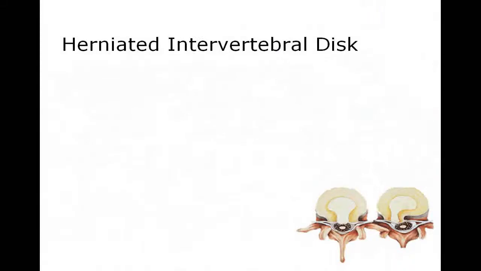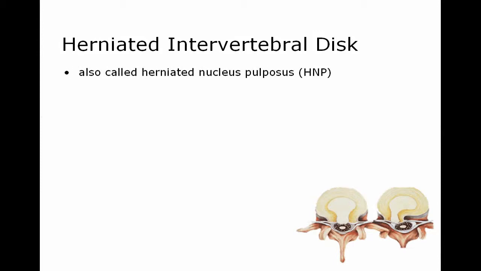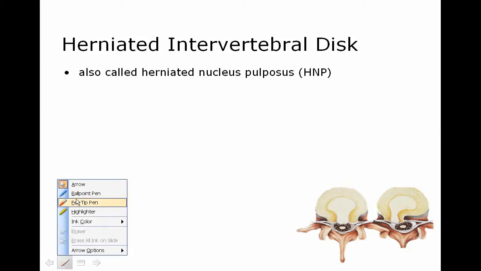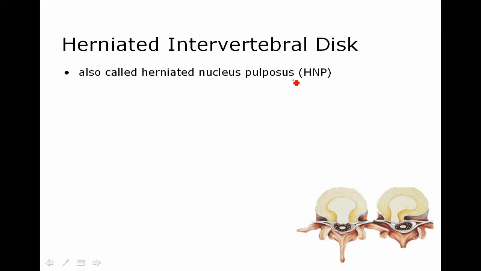Okay, let's turn over a couple pages to herniated intervertebral disc. And the title in your book is Herniated and Bulging Disc. And what we're talking about here is what's formerly known as a herniated nucleus pulposus. It's really important that you know that abbreviation and know what the abbreviation is referring to. HNP, herniated nucleus pulposus.